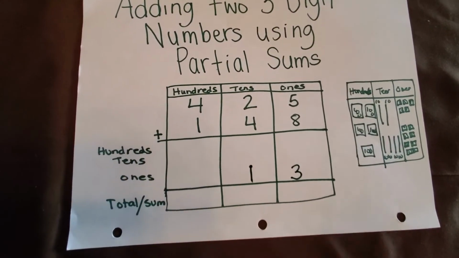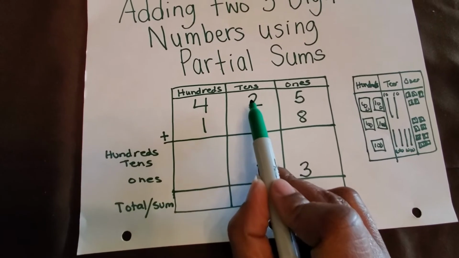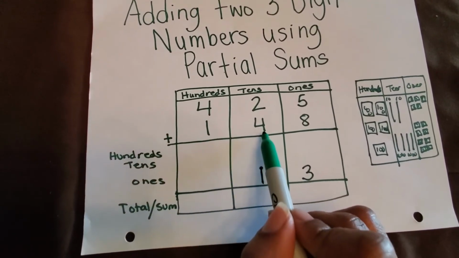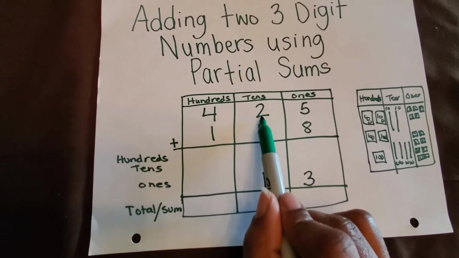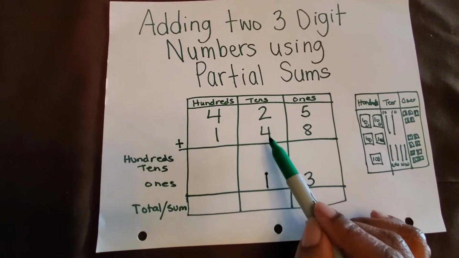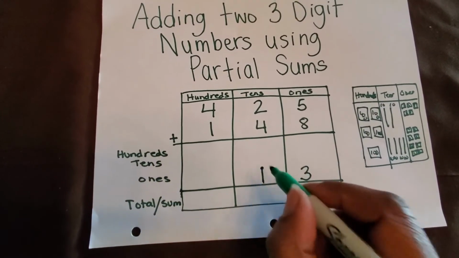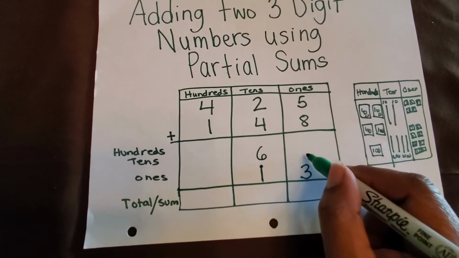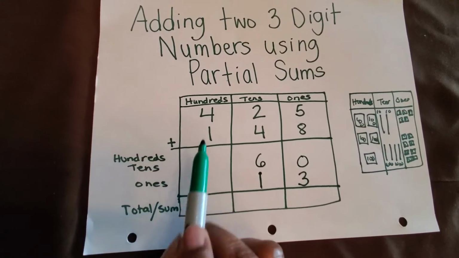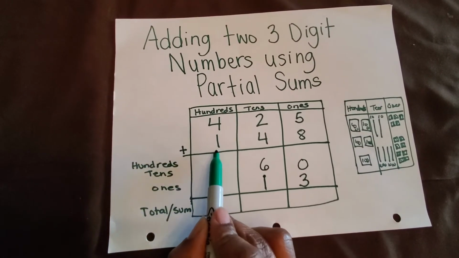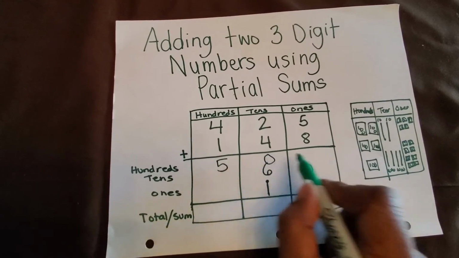And then the value of the tens, so it's like saying 20 plus 40, because these are tens. If you count by tens 2 times, you'll get 20. If you count by tens 4 times, you'll get 40. So 40 plus 20 is 60. And now you want to add up the value of the hundreds. 400 plus 100 is 500.